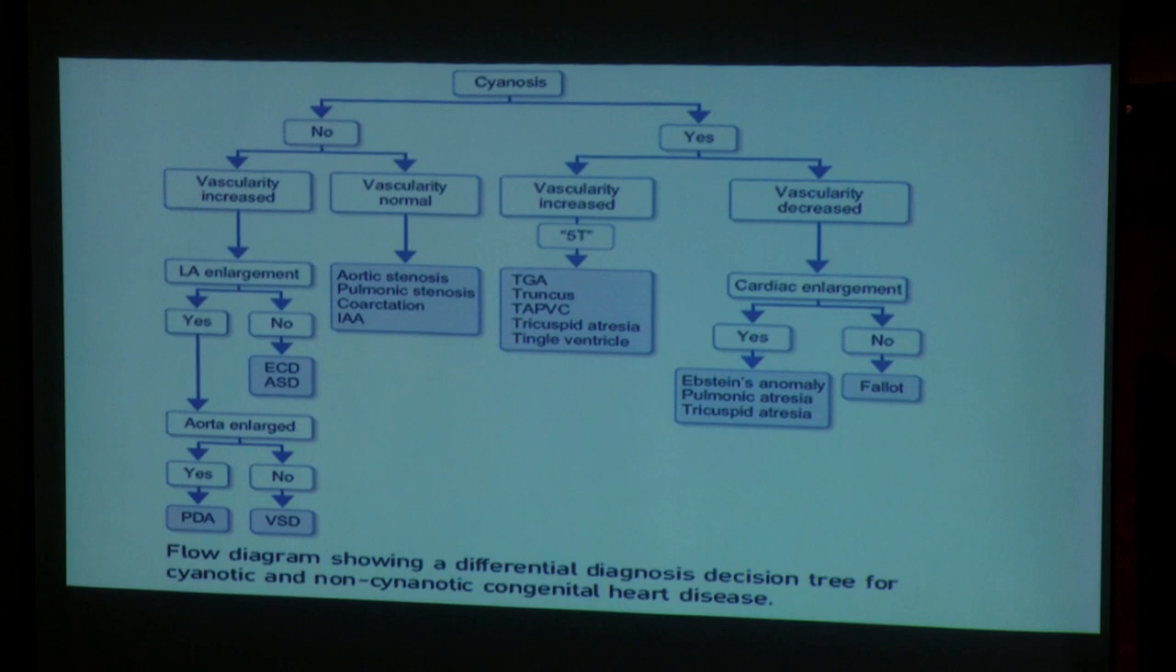Okay, and to end, I think this is the end. This is the flow chart, a decision tree for differentiating cyanotic and non-cyanotic heart disease.